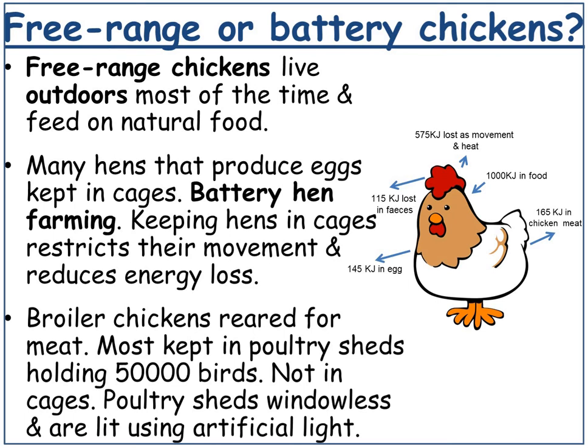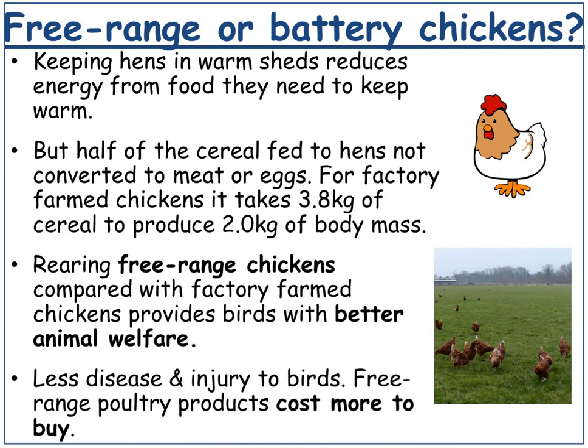Poultry sheds are usually windowless and are lit using artificial light. Keeping the hens in warm sheds reduces the energy from food that they need to keep warm. But half of the cereal fed to hens is not converted to meat or eggs. For factory farmed chickens, it takes about 3.8 kilograms of cereal to produce 2 kilograms of body mass.